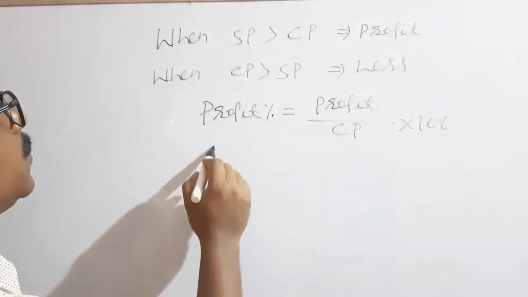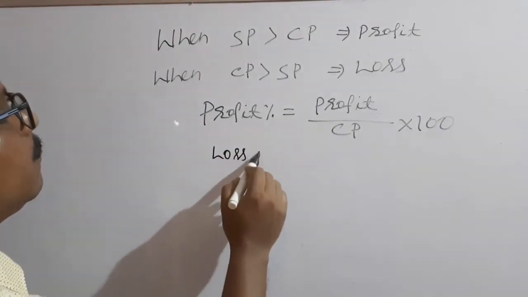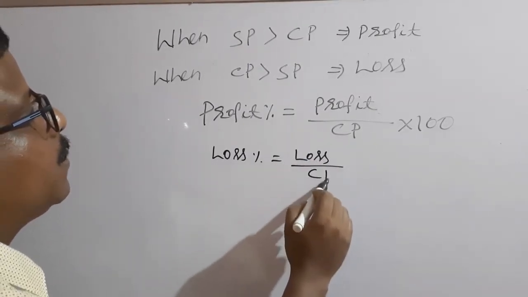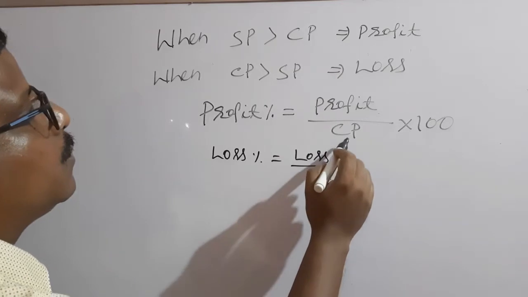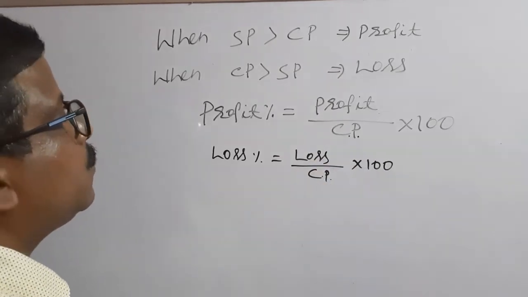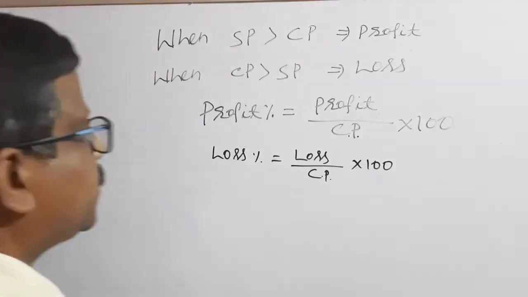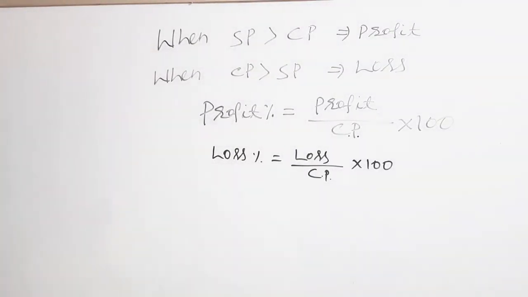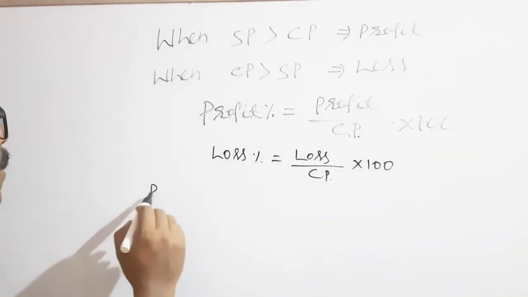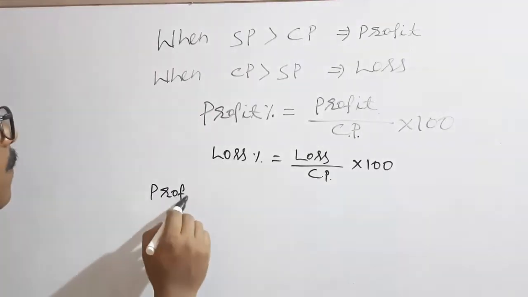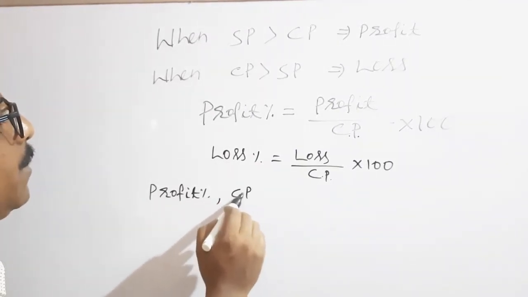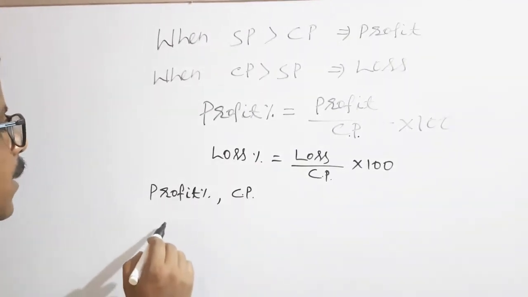Like this, you can calculate loss percentage: loss by CP into 100. Understood how to get profit percent and loss percent? Clear? Suppose in the question the profit percent is given and the CP is given. So how to calculate SP?